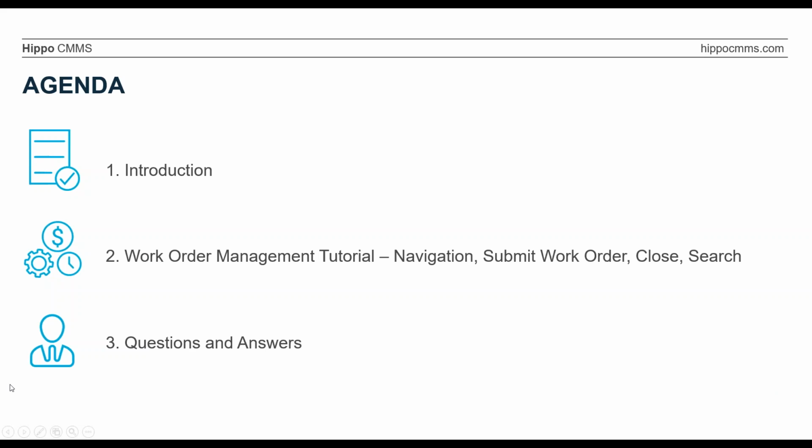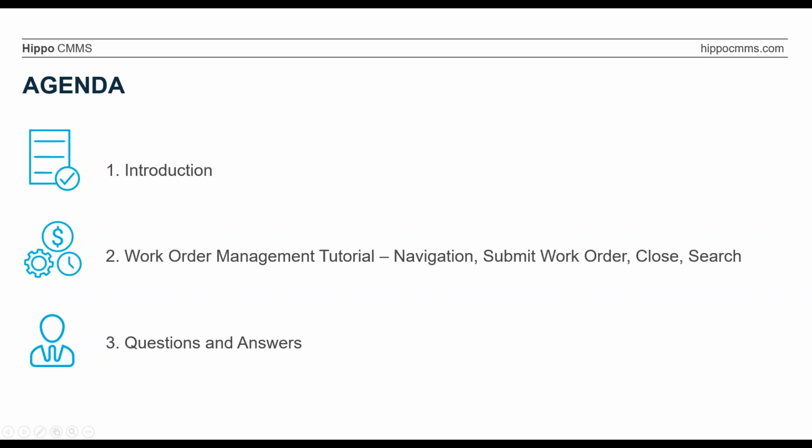So here's a look at today's agenda. Our webinar today will just be about 20 minutes. At the end of the training session today, we'll have a 10-minute question and answer period. So we'll start with a quick introduction to mobile. Then we'll begin the tutorial for work order management.